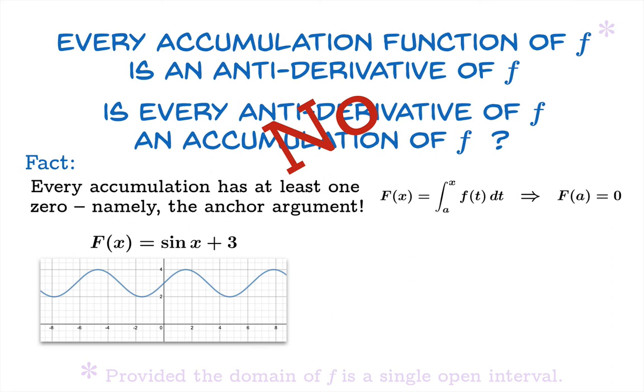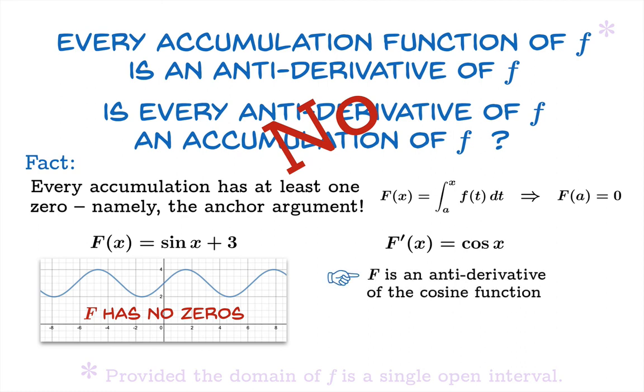So here's a function, sine x plus 3. But we know that this function has no zeros. So if we take its derivative, we get cosine. So where does that leave us? The function f is an antiderivative of the cosine function. But also, f can't possibly be an accumulation function of cosine. It can't be an accumulation function at all because it has no zeros. So every accumulation function is an antiderivative, but not every antiderivative is an accumulation function.